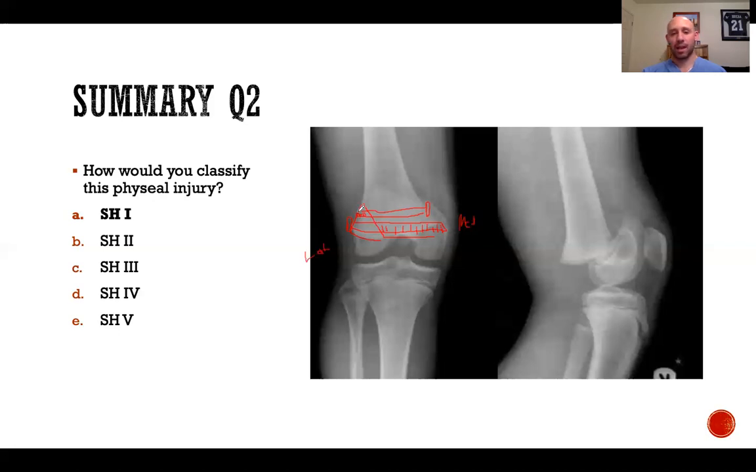medial. And this fragment here, the smaller fragment, is called a Thurston-Holland fragment, and it's very specific to Salter-Harris type 2s. And again, if you guys are noticing, we're only doing lateral to medial or medial to lateral because we're staying away or out of the way of the physis.